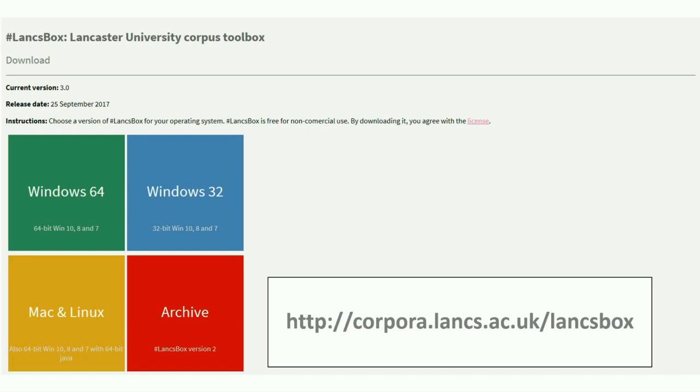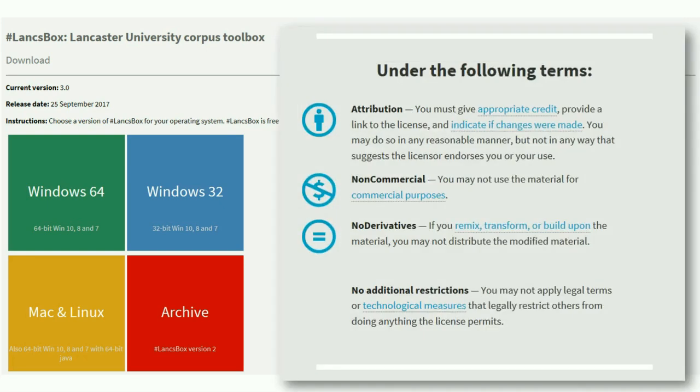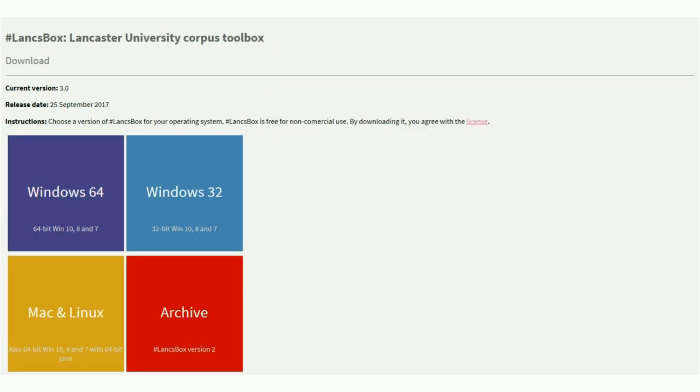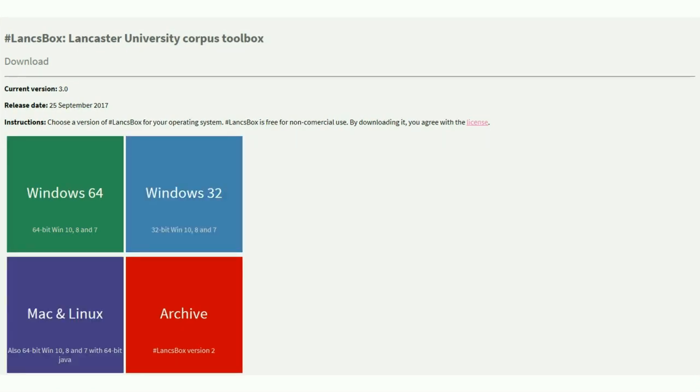Before downloading Langsbox, you might like to review the license. Langsbox is distributed for free for non-commercial use. First, you need to select your version of the operating system: Windows 64, Windows 32, Mac or Linux. After that, click on the appropriate tile and download Langsbox. Langsbox comes as one zip file as a package.